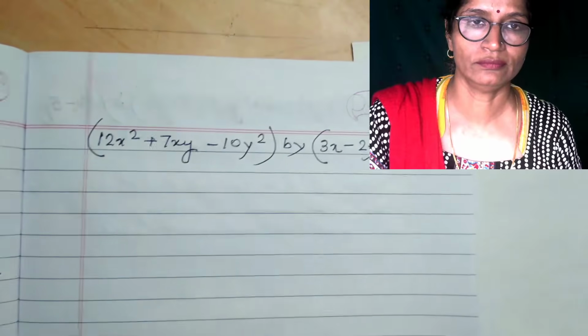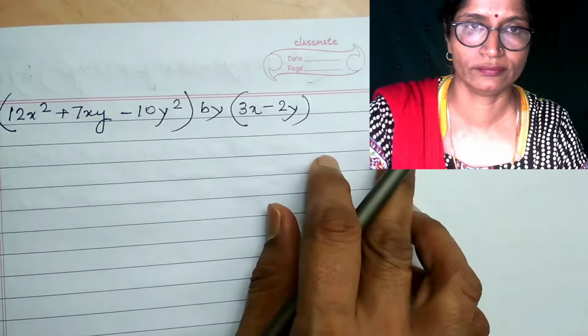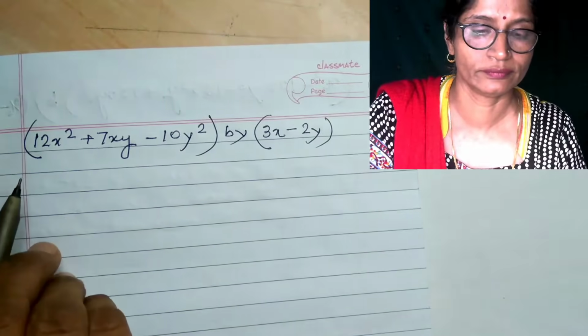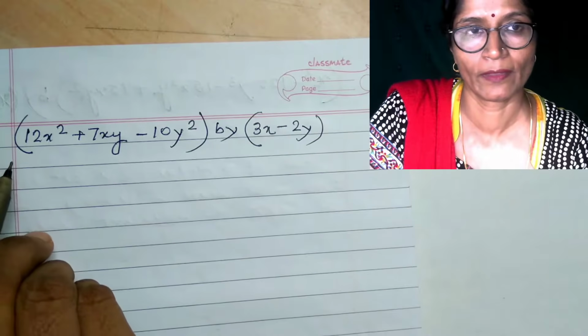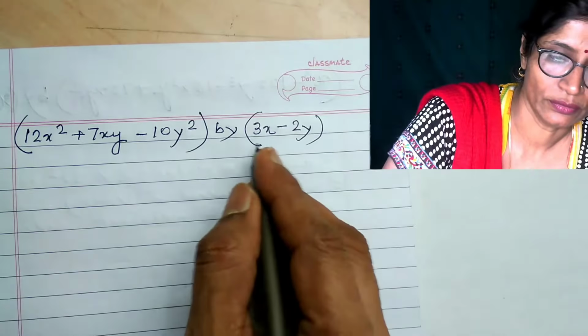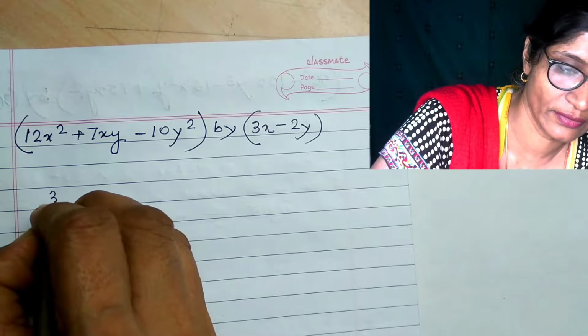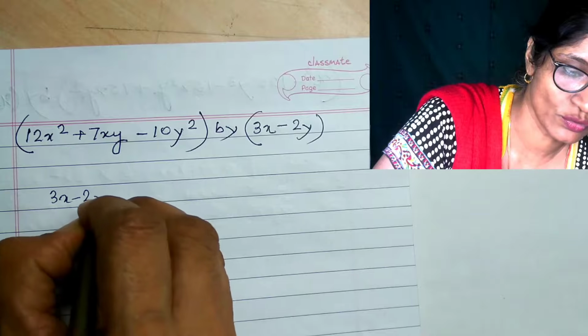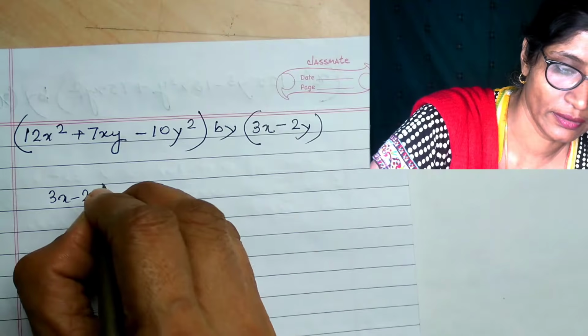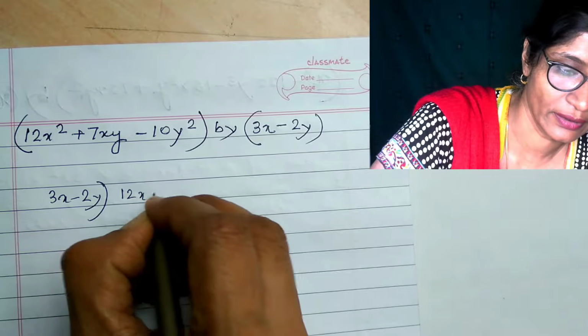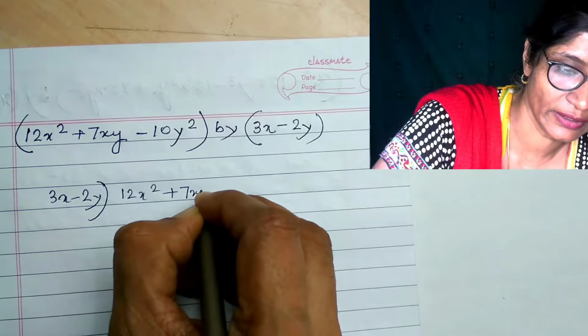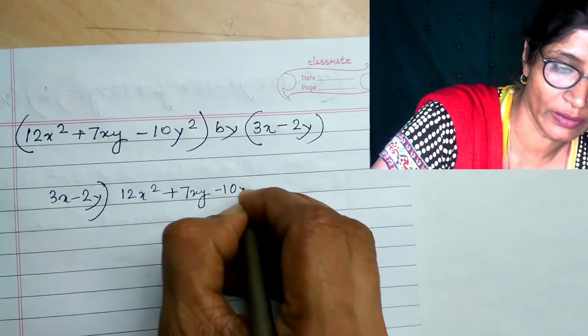Next sum. This one. Okay. So here what to do? I'll take this as the divisor, 3x minus 2 here. And then here the dividend, 12x square plus 7xy minus 10.